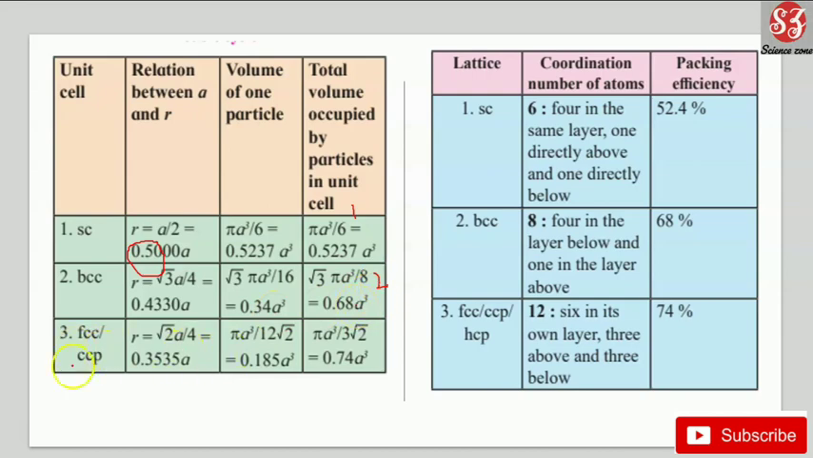Next, for FCC, you have to remember 0.3535 A. For the volume of one particle, 0.185 A cube, and the volume of total particles, 0.74 A cube.